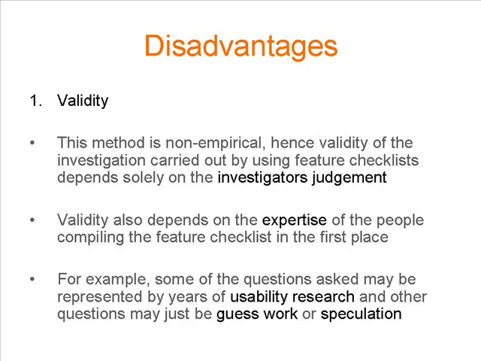Disadvantages. 1. Validity. This method is non-empirical, hence validity of the investigation carried out by using feature checklists depends solely on the investigator's judgment. Validity also depends on the expertise of the people compiling the feature checklist in the first place. For example, some of the questions asked may be represented by years of usability research, and other questions may just be guesswork or speculation.